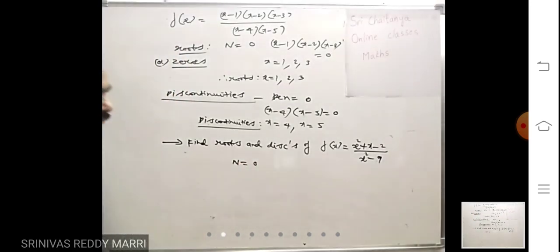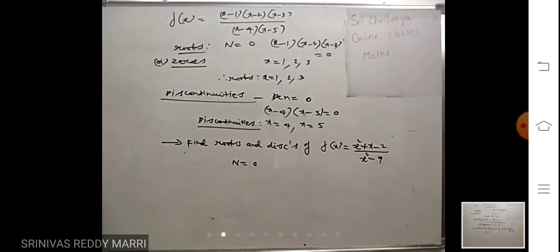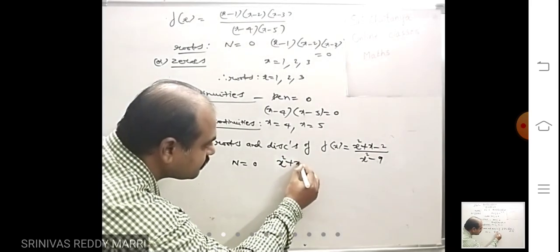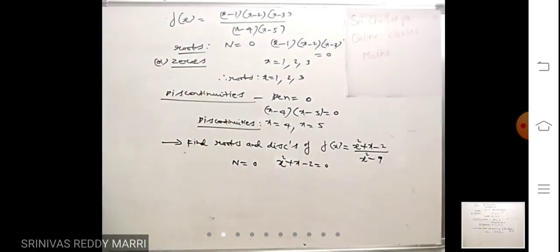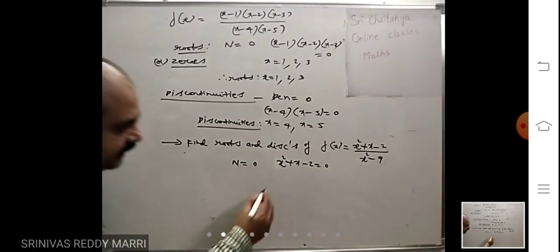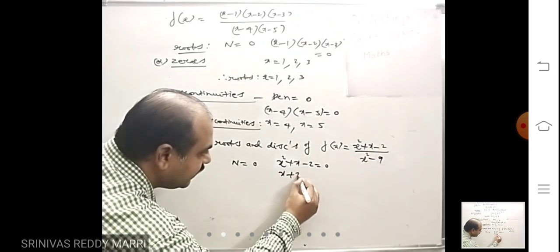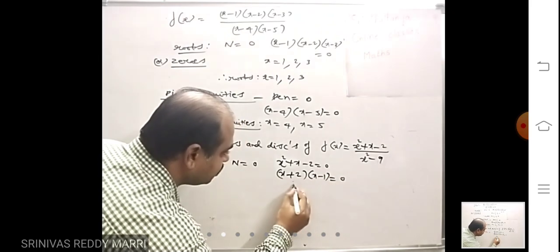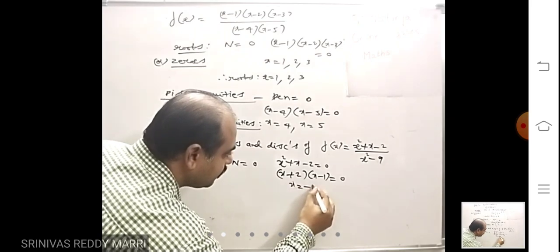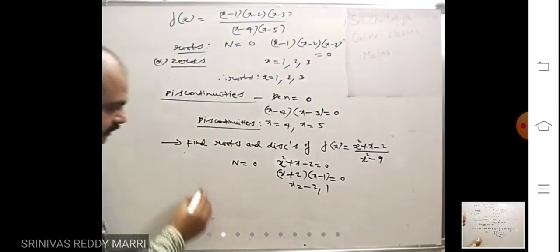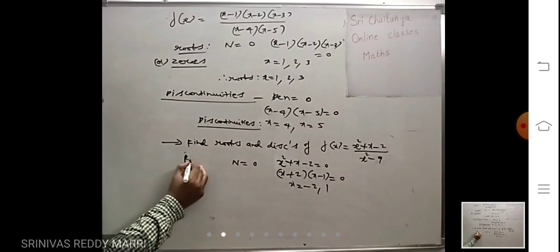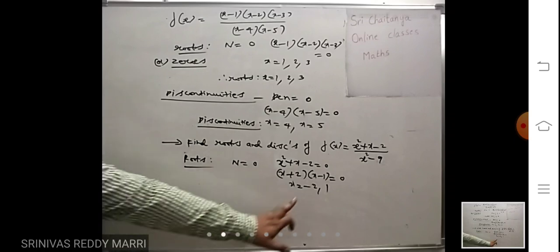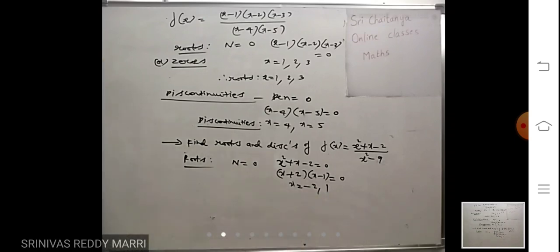Numerator equal to 0. First, numerator equal to 0 and solve for the roots. If you factorize this one, you will get x plus 2 into x minus 1. Therefore, I have calculated the roots. The roots are minus 2, comma 1.